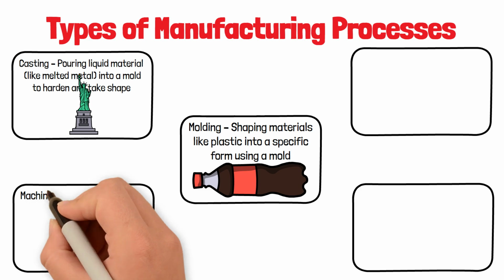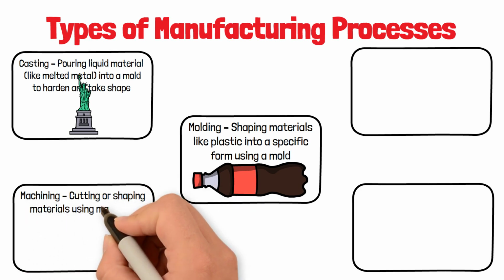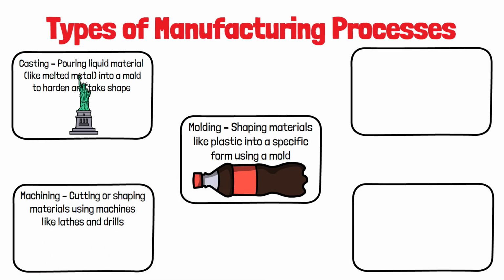Machining: cutting or shaping materials using machines like lathes and drills. Example, making screwdrivers or nails. The machine cuts the metal into the right shape.